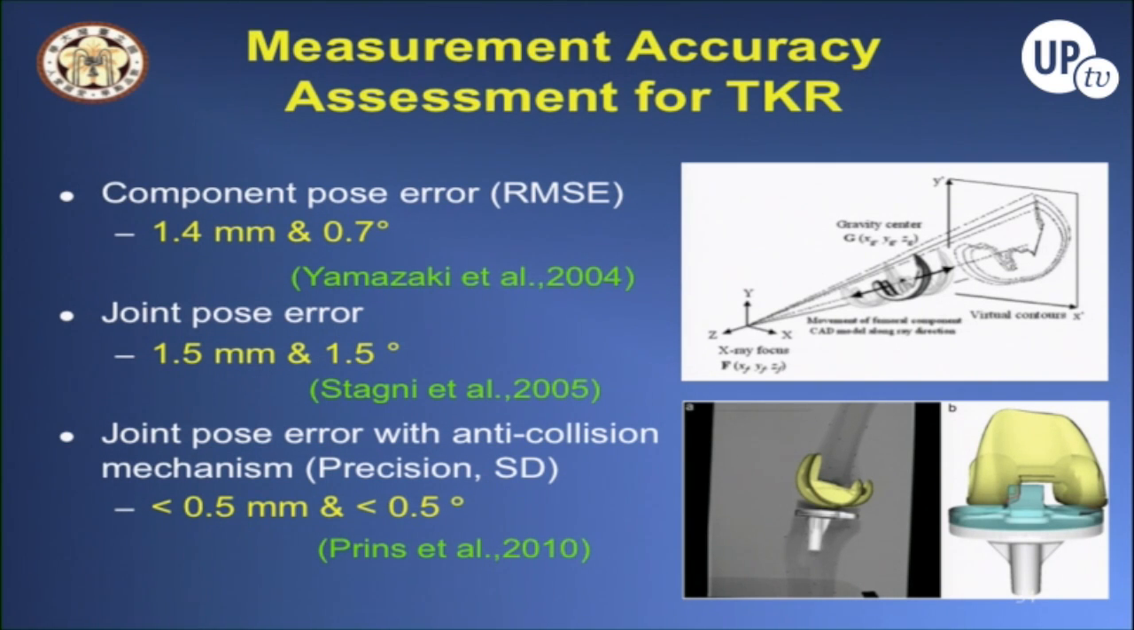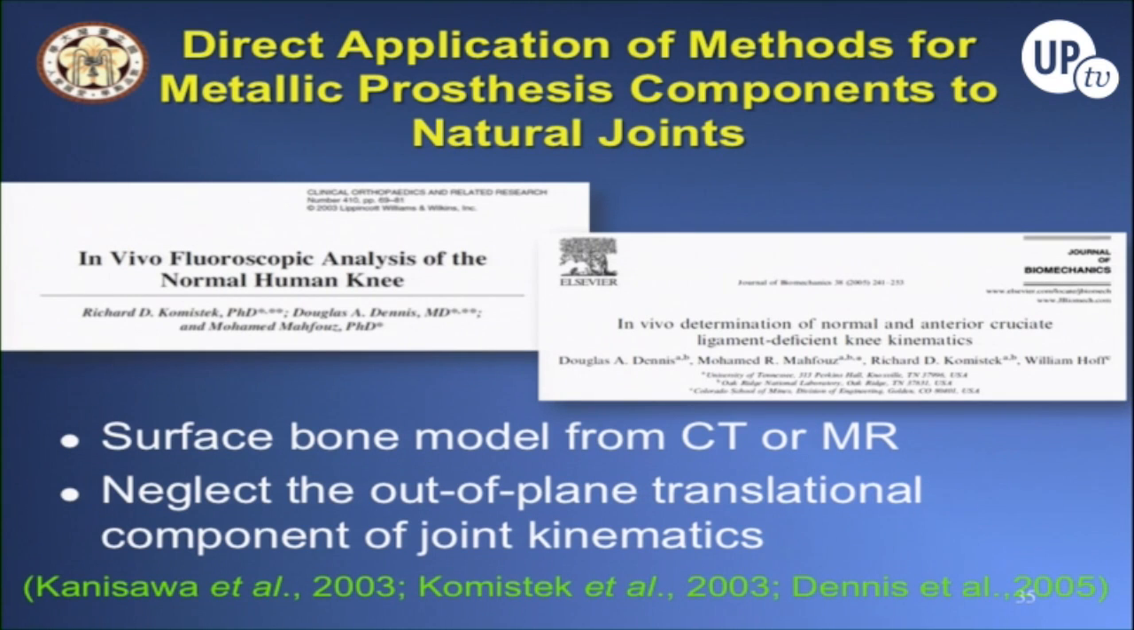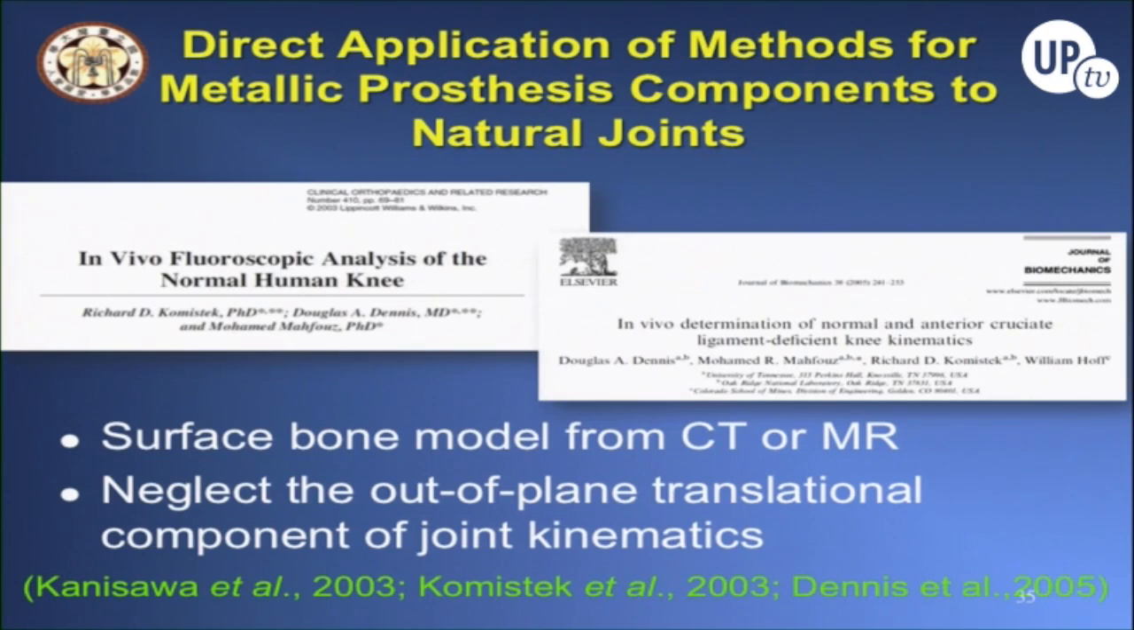Now the next question is, can we use the same approach to study the natural knee joint for people without total knee replacements? So people started to use a similar approach. They get CT or MRI information of the bone, and then they took the surface of the bone and imagine it's an object. And then they do similar projections, similar to the total knee replacements, without any information within the body of the bones.